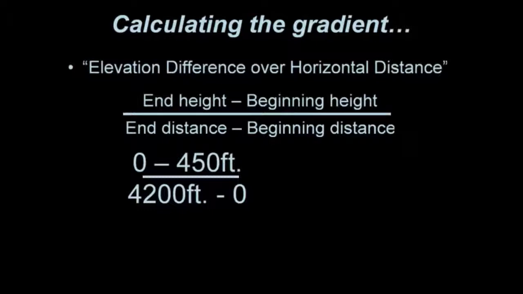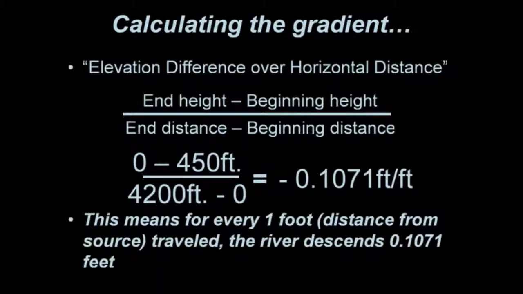Further, the end distance, where the river actually ends, is 4,200 feet away from its source, which of course is 0, the beginning of the distance, the beginning of the river, its origin. So we just do simple algebra, simple math. Essentially what this says is that for every 1 foot of distance traveled from the source, the river is going to descend 0.1071 feet. We know it's descending because that negative number equals negative 0.1071 feet per foot. If it was a positive number, it would be going upslope.